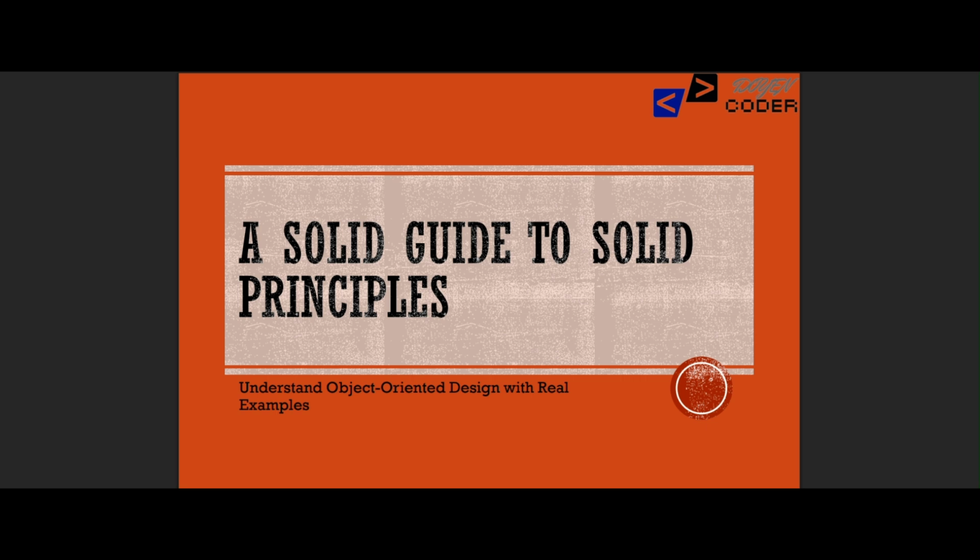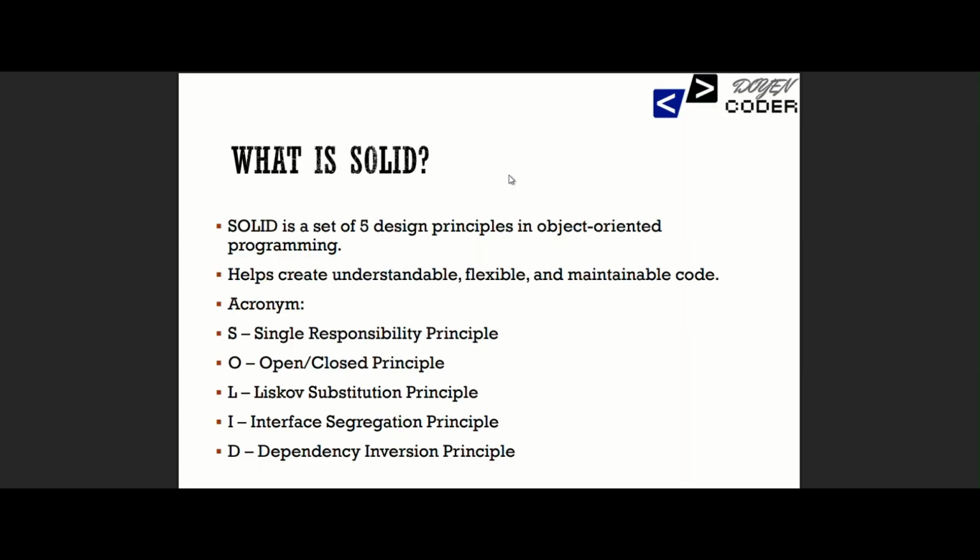Okay, let me start with the design principles. First one, what is SOLID? SOLID is a set of 5 design principles in object-oriented programming that helps create understandable, flexible and maintainable code. That is nothing but a simple definition for the SOLID principles.